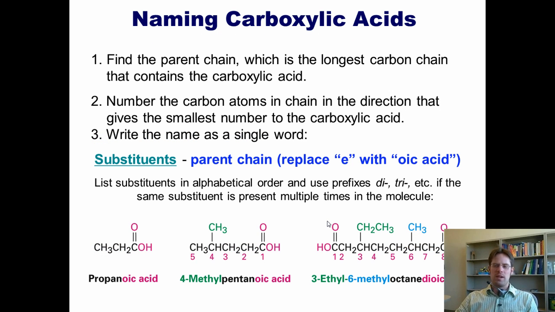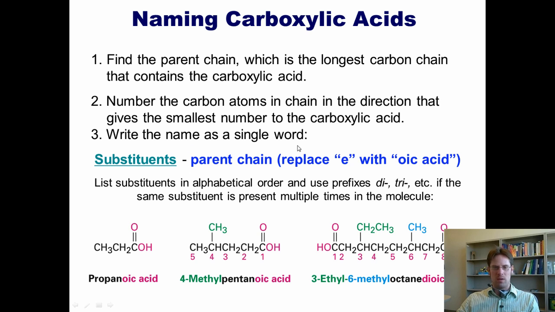I'll now guide you through the necessary steps of generating a systematic IUPAC name for simple carboxylic acids. First, we have to find the parent chain, which is the longest carbon chain that contains the carboxylic acid. Second, we have to number the carbon atoms in that chain in the direction that gives the smallest number to the carboxylic acid. In other words, the carbon in the carboxylic acid will always be position number 1.